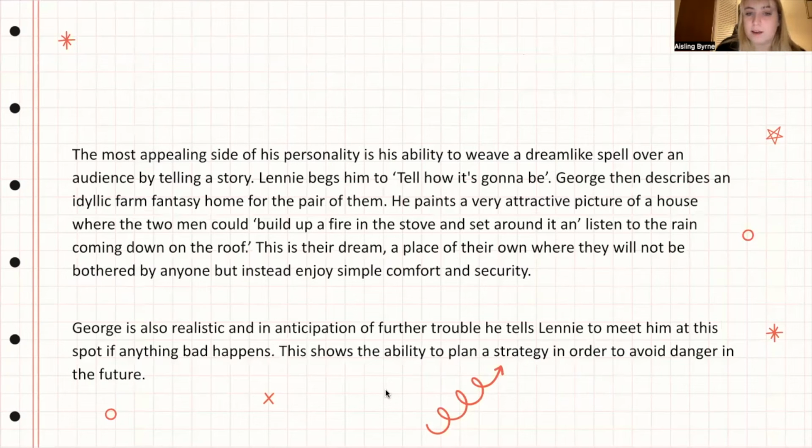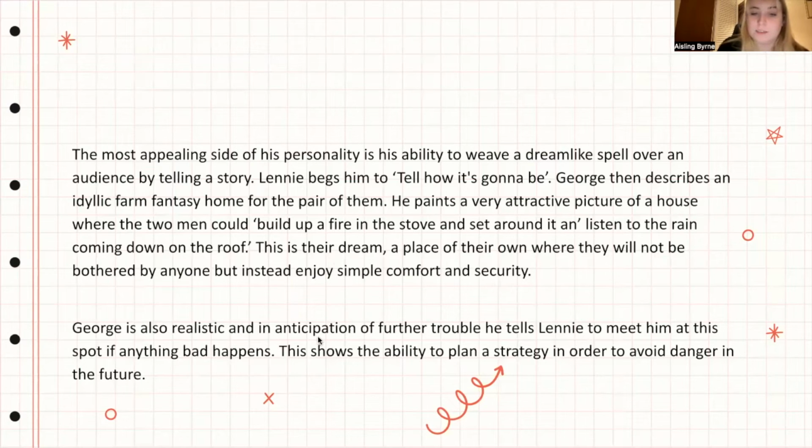The most appealing side of his personality is his ability to weave a dreamlike spell over an audience by telling a story. Lenny begs him to tell how it's going to be. George then describes an idyllic farm fantasy home for the pair of them. He paints a very attractive picture of a house where the two men could build up a fire in the stove and sit around it and listen to the rain coming down on the roof. This is their dream, a place of their own where they will not be bothered by anyone but instead enjoy simple comfort and security.